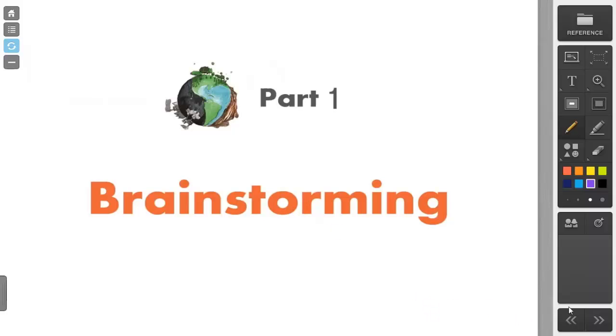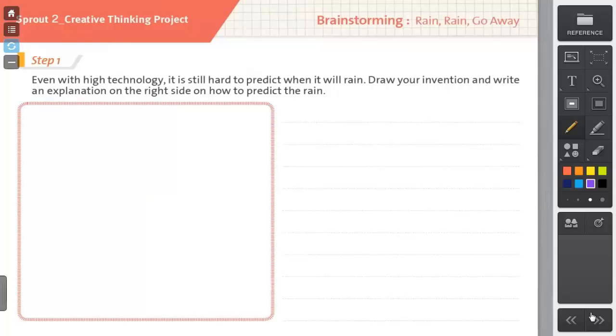Moving forward, we arrive at this page, and students are going to begin working in their groups here. Students still need some instructions and guidance from you, especially to finish within the time that is given. The first thing you want to do is cover the topic and instructions. You'll point out to students that they're going to draw an invention, and they'll write an explanation about how to predict the rain. Some students are going to have some ideas, but others may struggle.